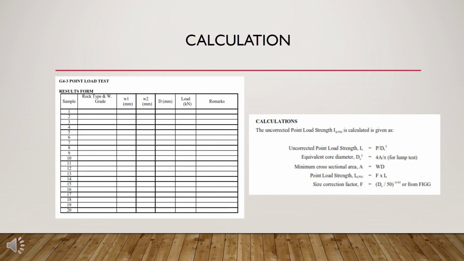Calculations. The uncorrected point load strength is given as I = P over De². The equivalent core diameter De² equals 4A over pi for the lump test. The minimum cross-sectional area A equals W times D. The point load strength Is50 equals F times I, and the size correction factor F equals (De over 50) to the power of 0.45, or from the figure. Thank you.